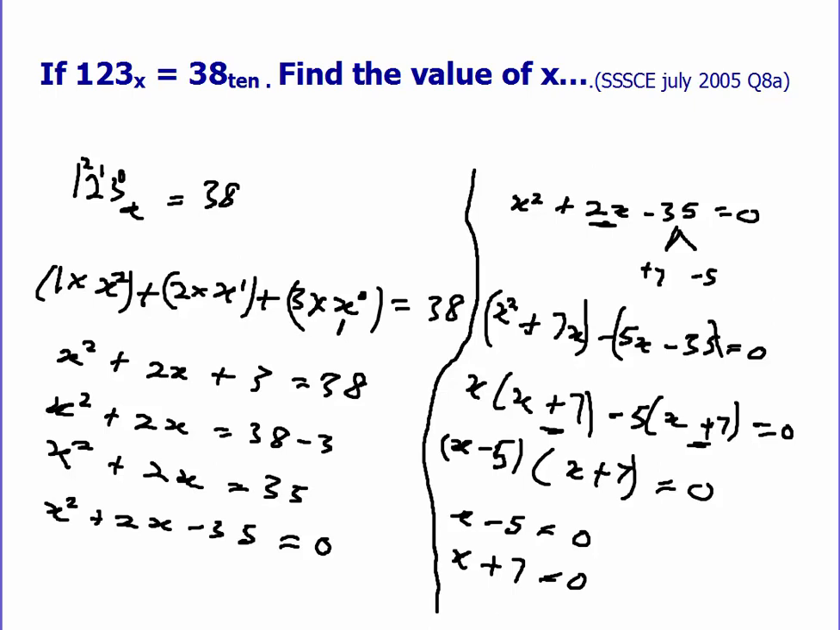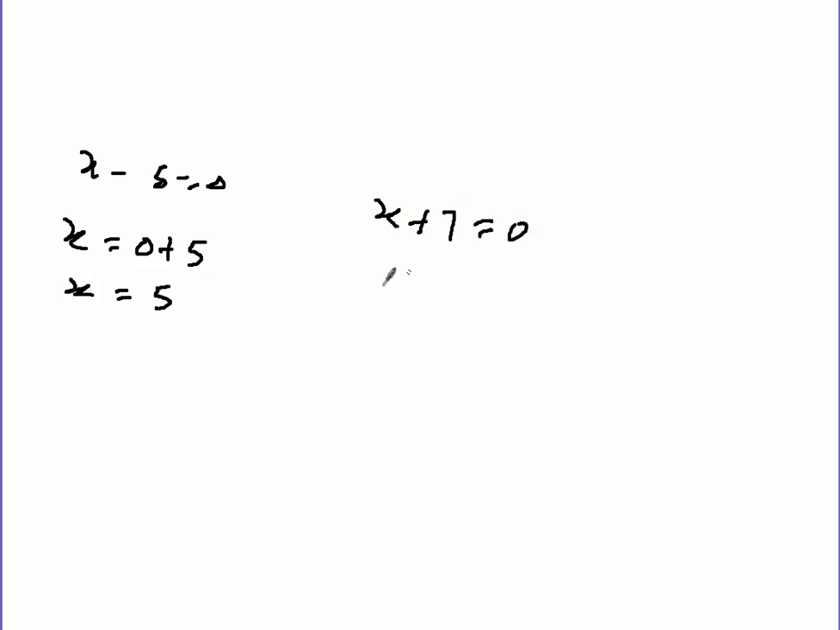I'm going to have x minus 5 is equal to 0. Therefore, x is equal to 0 plus 5. x is equal to 5. Then the second one, which is x plus 7 equal to 0. x is equal to 0 minus 7. x is equal to negative 7. Good. Of course, the base is going to be positive instead of negative.